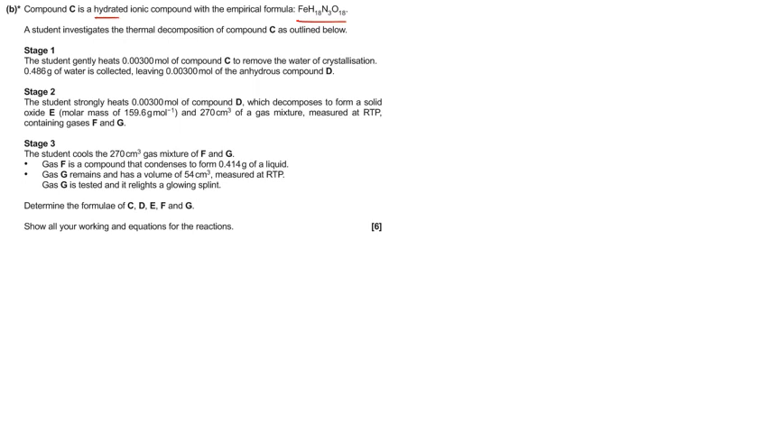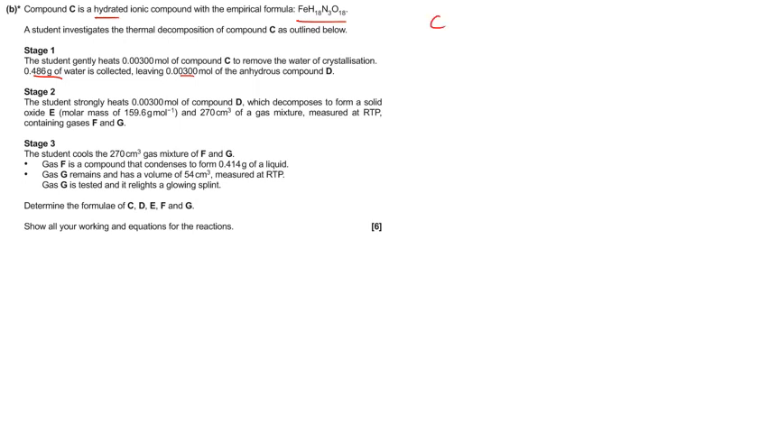Right, now stage 1, the student gently heats 0.03 of compound C to remove the water of crystallization. It tells us that 0.486 grams of water is collected, and we've got 0.03 of anhydrous D. The fact that we've got 0.03 here and 0.03 here means that we've only got one iron in D. So let's work out how many moles of water we've got, and the reason we do that is to work out the formula of D in the end.